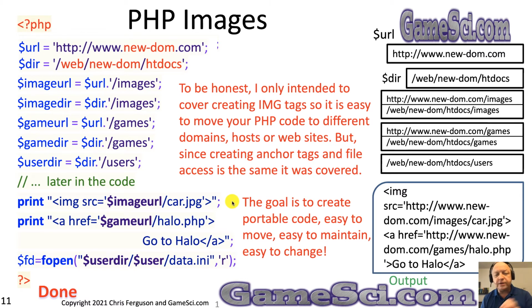The goal is always to create portable code, easy to move, easy to maintain, easy to change. You can always tell the quality of code when you try to make a change to it. If you could move your code from one web host to another web host without making 1,000 changes to the code, you've done a good job.